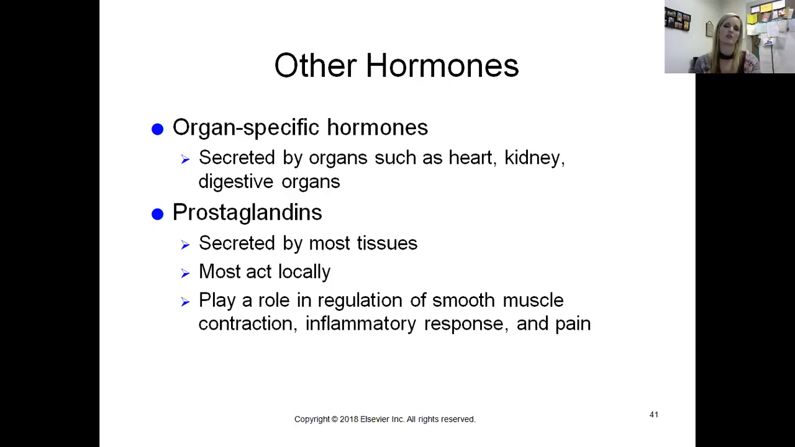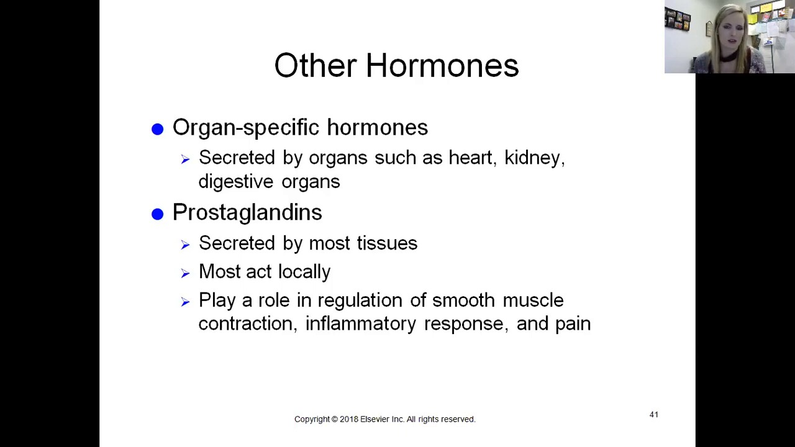And in the heart, for instance, we have what's called, not that you have to know this, the atrial natriuretic factor. Its job is to help regulate blood pressure, and it's stimulated by the right atrium. So it's its own hormone to help regulate pressure in our blood. There are some that are just very specific to certain organs. We have another type called prostaglandins. These are actually secreted by most of our tissues.